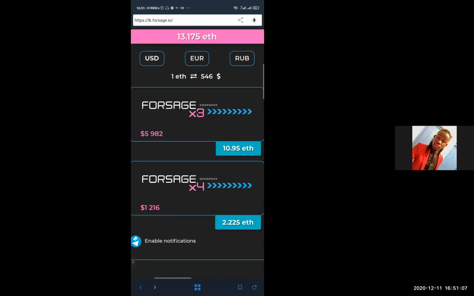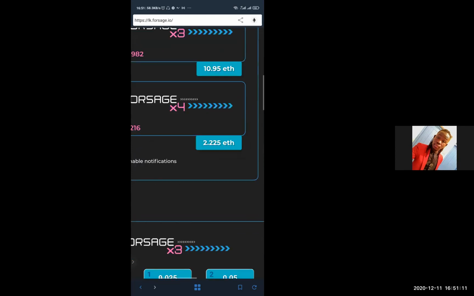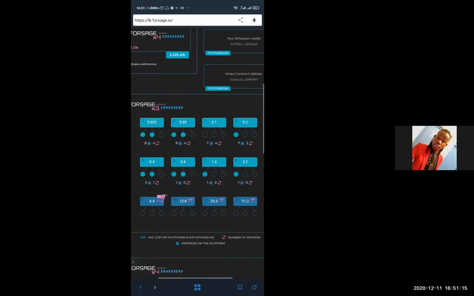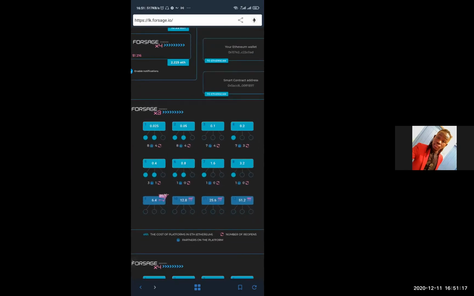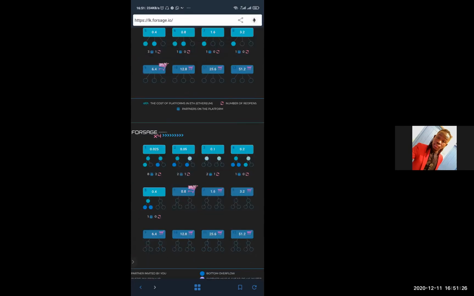So I've made more money on X3 than I've made on X4. Then if you come here, you're going to realize that on my X3, I've opened 8 slots, but on X4, I've only opened 5 slots. So right now I've concentrated more on opening the X3 slots so that I can make money on X3 and reinvest on my X4. Are you together?